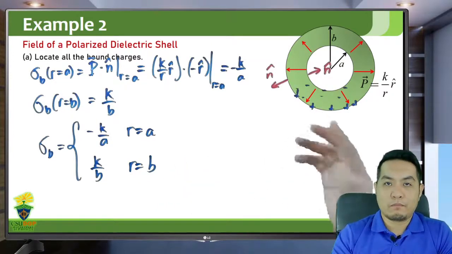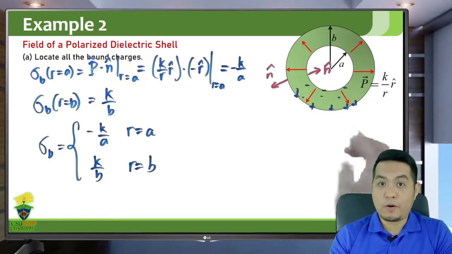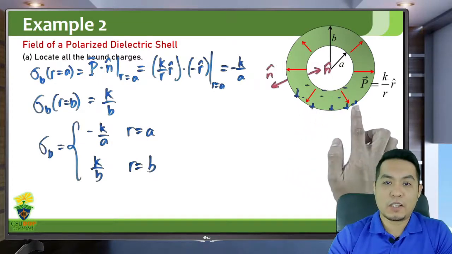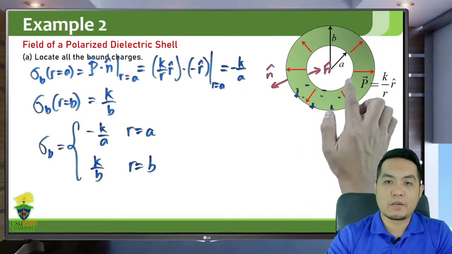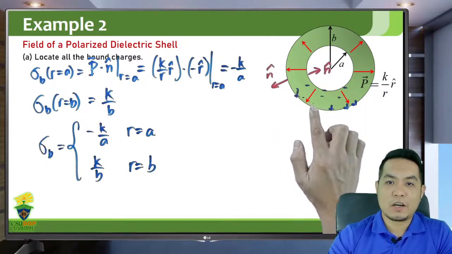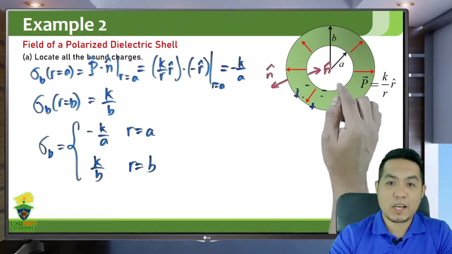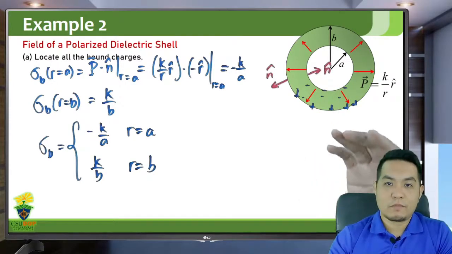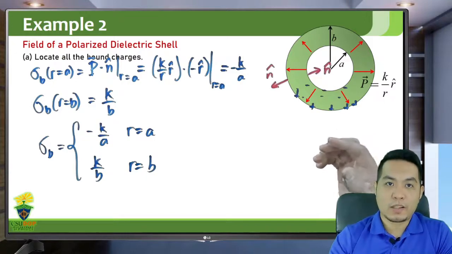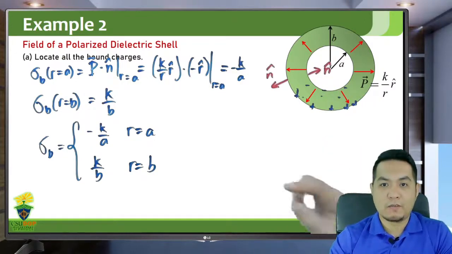So initially confirming our initial assumption here that there will be negative charges in the surface and positive charges at the outer surface because the direction of the polarization is outward. And the polarization is always directed from the negative to the positive charges.